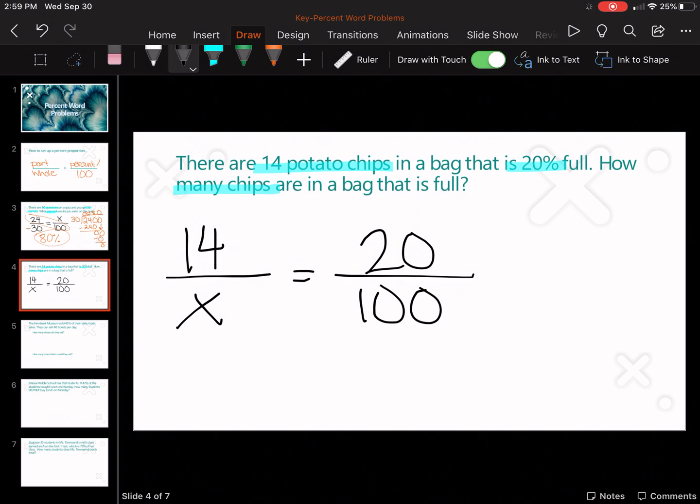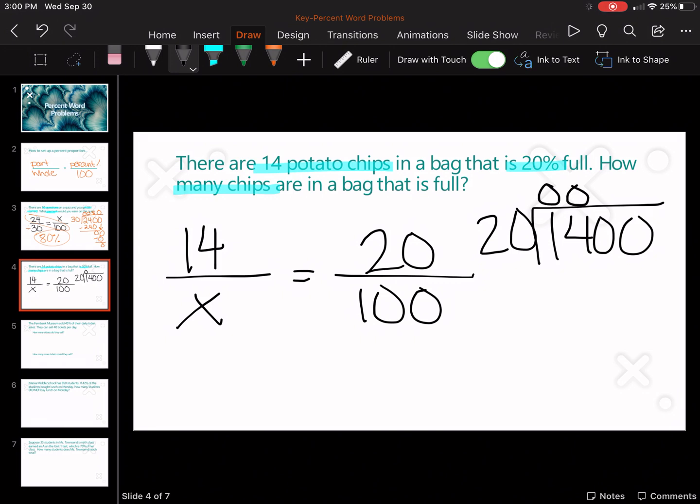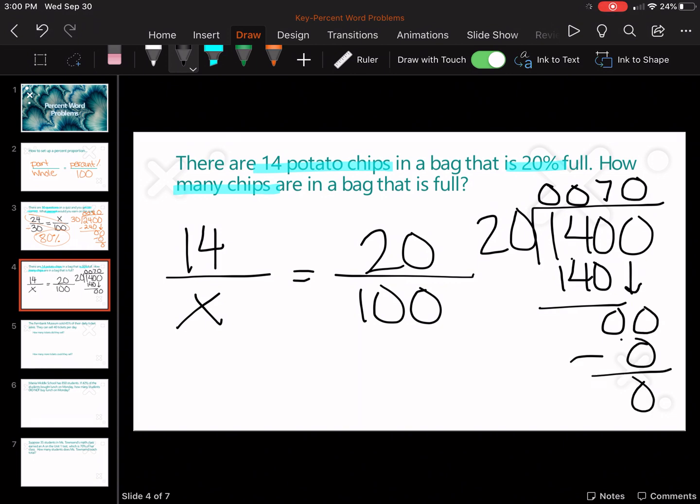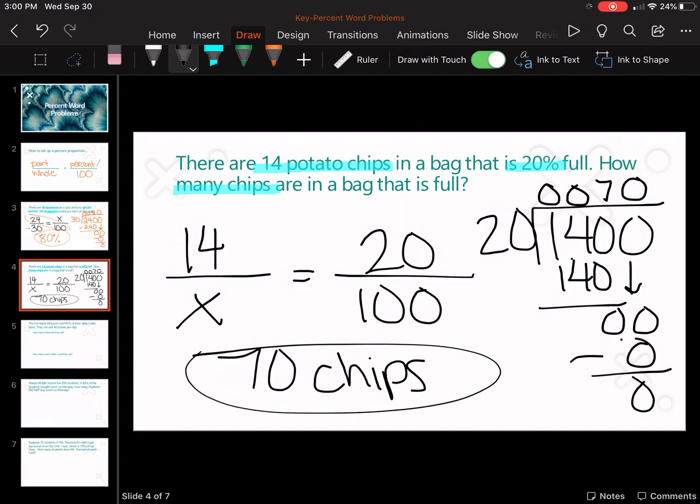So 14 times 100 is going to be 1400 divided by 20. 20 goes into 140, 7 times. Bring down the 0. 20 goes into 0, 0 times. So there are going to be 70 chips in the full bag and then the 14 was 20% of that.